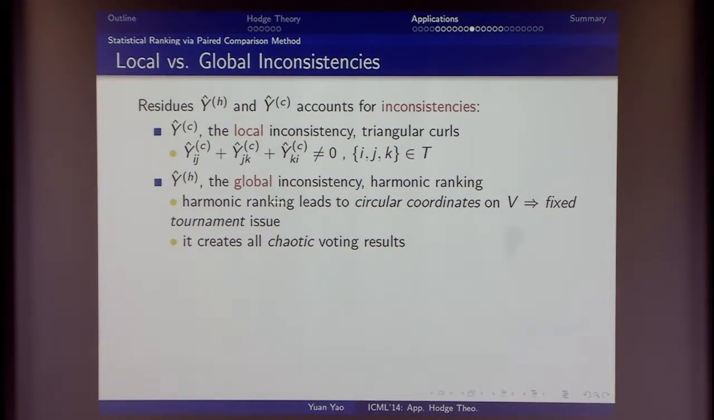But the middle part is kind of tricky because it satisfies both curl-free and divergence-free. Basically, it gives you a circular ranking, which we call the harmonic ranking. This kind of circular ranking generically will pass all the vertex sets, so it gives you a total round order on those vertex sets. This creates all the chaotic voting results once you have any component like this. So this is probably the hardest part in ranking.